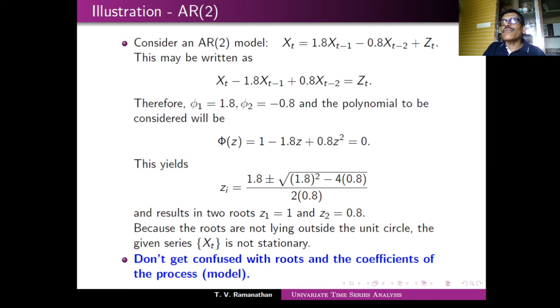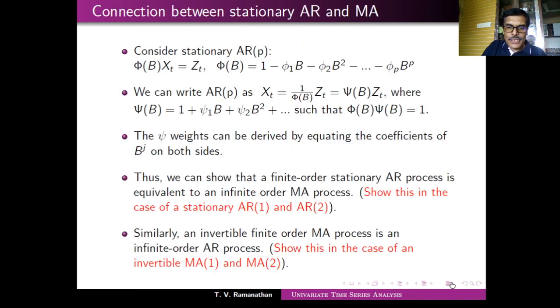We have seen that in the AR1 and AR2 we have connected. AR1, what was the connection? Root z is equal to 1 upon phi. AR2, what was the connection? There is no direct connection that you can write, but you can say the product of the roots and the sum of the roots has some relationship. Finally, we got the region as phi 1 plus phi 2, phi 2 minus phi 1, absolute of phi 2. Okay, so this is what we have.